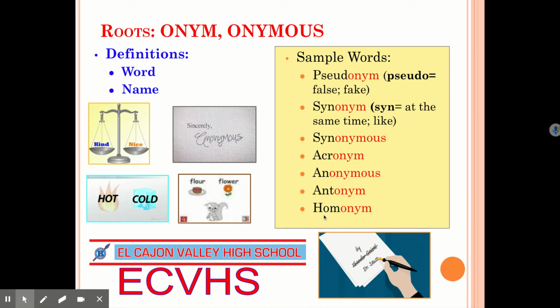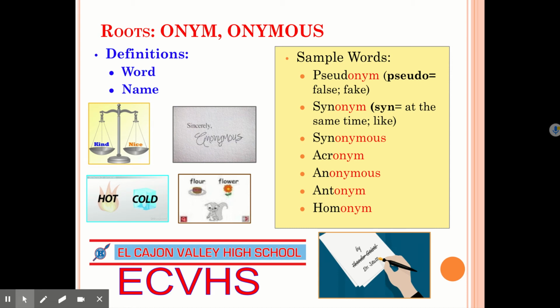And then finally we have homonym, a word that is spelt the same and sounds the same as another, but is different in meaning. So here we have flower, spelled F-L-O-U-R, and then flower, spelled F-L-O-W-E-R. They sound the same when you say them out loud, but they're spelled differently and have different meanings. Flour, F-L-O-U-R, is usually what you use to bake, and then flower, F-L-O-W-E-R, is what you would find in a garden.